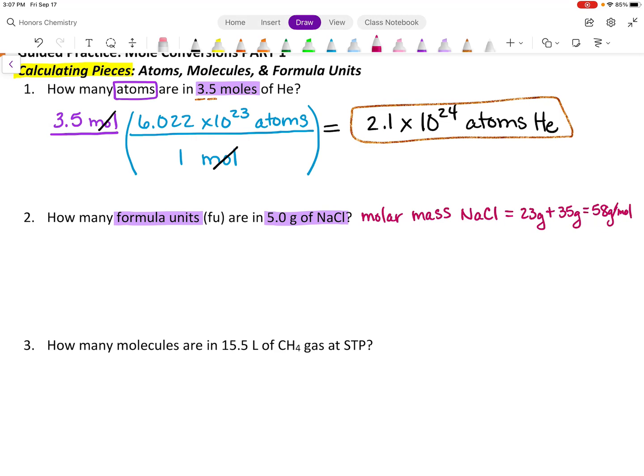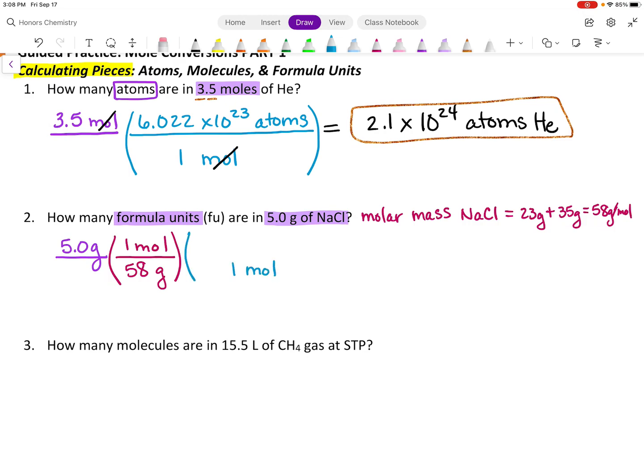All right, so let's start with our value that's given, the 5 grams. So we have 5.0 grams. We have to put grams on the bottom, so we're going to use that molar mass step first. We have 58 grams for every 1 mole of sodium chloride. Now we're in moles, but we want to be in formula units, which is pieces. That's how I describe it anyways.